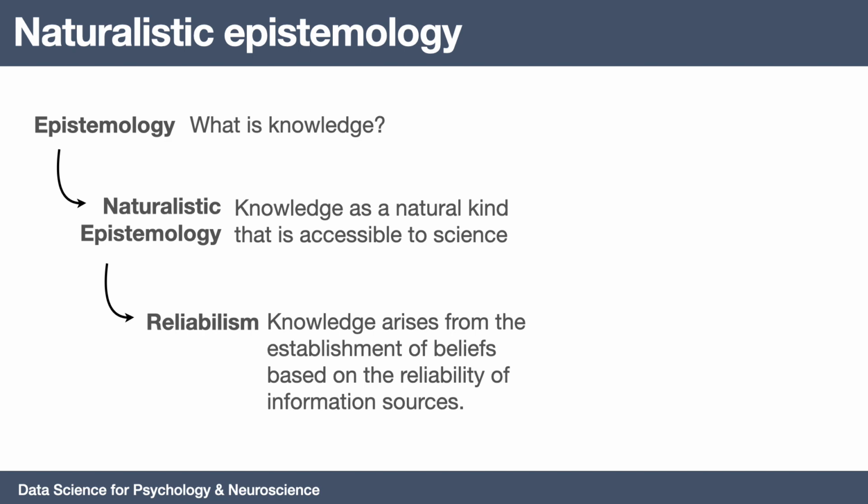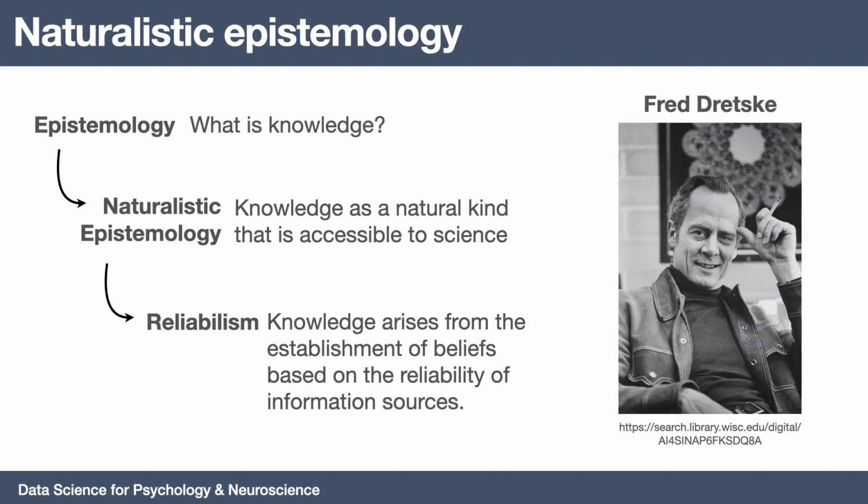And in reliabilism, knowledge is seen as arising from the establishment of beliefs based on the reliability of information sources. And I want to focus on reliabilism because its philosophical theoretical form most closely resembles the theory and structure of statistics and machine learning. And in particular, I'm going to focus on the work of this man here, Fred Dretske, who really took the first steps on trying to build a formal computational level theory of knowledge and how it arises from information sources.